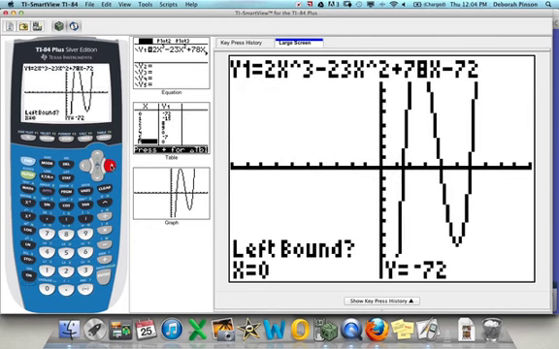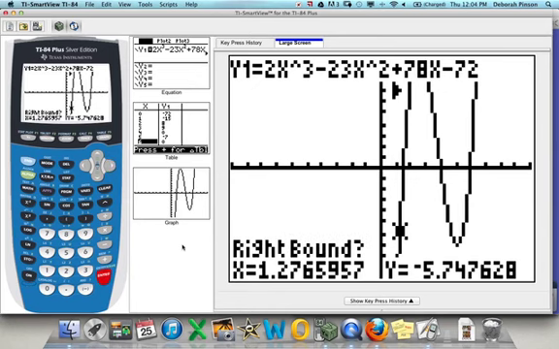Okay, now let me find my cursor before I do anything. Okay, so here's my cursor. Now it's going to ask me for a left bound and then for a right bound. So if I'm looking for this, my left bound values are down where I'm at right now. So I'm going to go ahead and hit enter. And then it asks for a right bound. The right-hand side of what I'm looking for is over here.